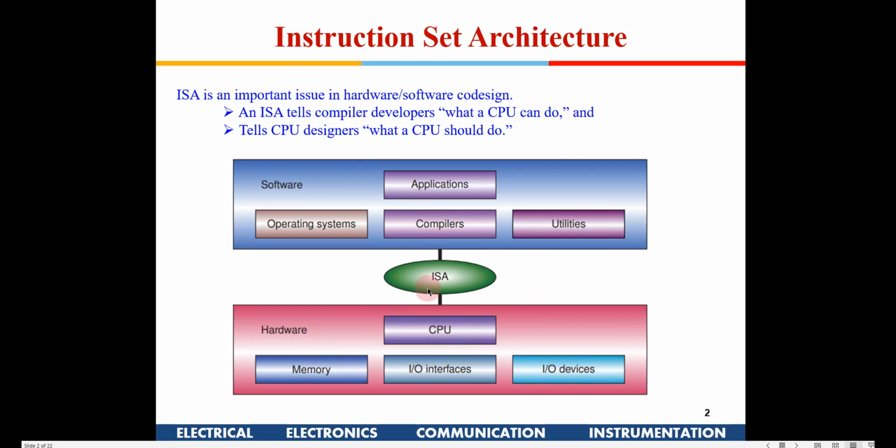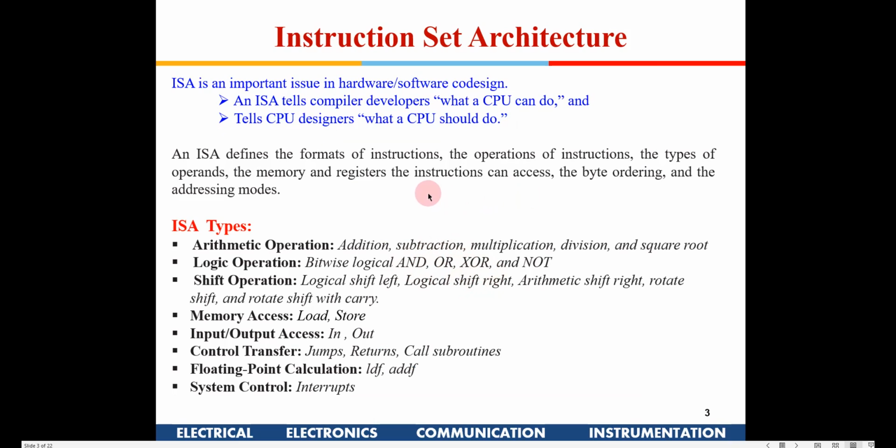Now for that we need to know what kind of ISAs are there, and what would be good for a particular application. So in the next 3-4 slides we will see a little bit about ISA. Okay, so there are different types of ISAs. ISAs can be classified into a few subdivisions, of which the first is the arithmetic operation. So addition, subtraction, multiplication, division, square root. These are only some of the examples of arithmetic operation ISAs.